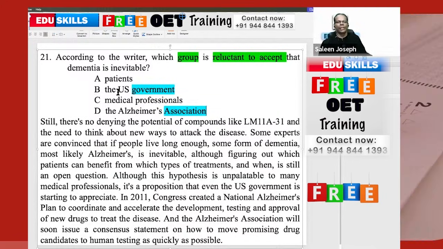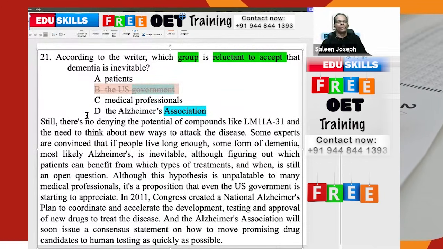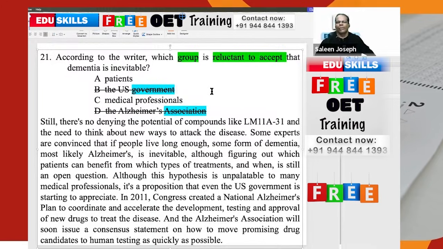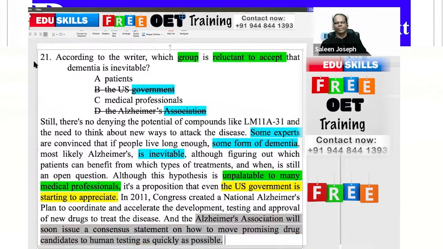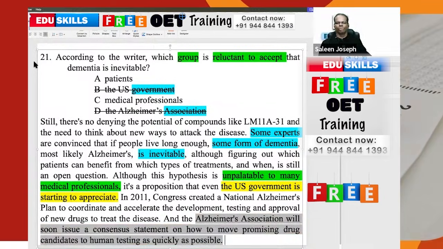As per our conclusion here, you can eliminate these two things, which are not relevant groups in the medical setup. Usually they are not directly involved, or they cannot give opinions about treatment. So let's see which group. Just please read the text. Okay, what is the answer? Option C, medical professionals.